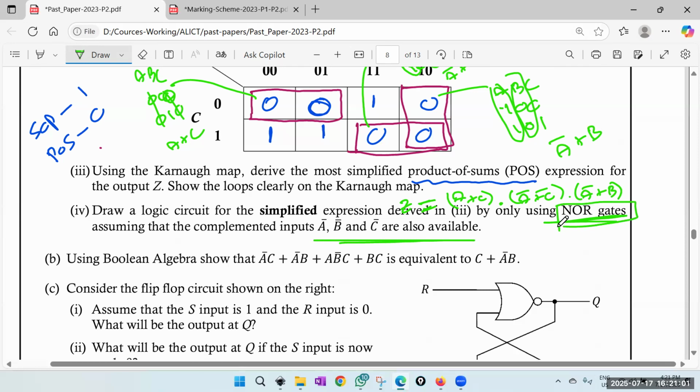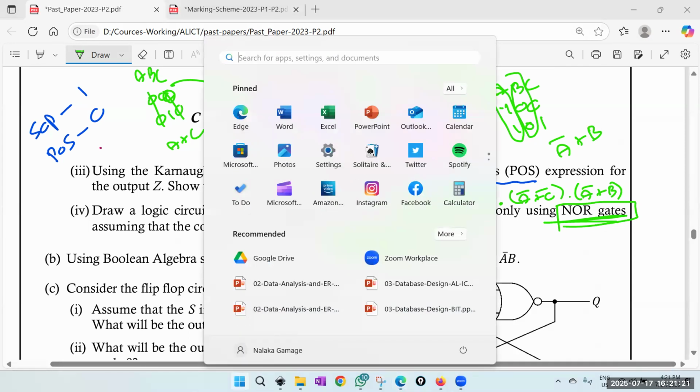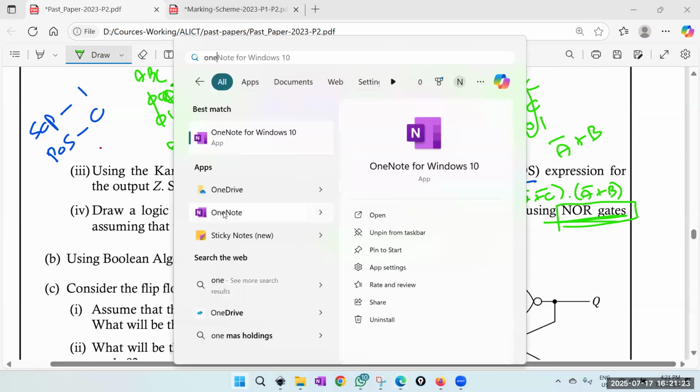So usually they ask us to draw only using NAND gates. You can see the examiner has made this question. Actually, this paper is a difficult paper. This time examiner says use only NOR gates. Usually they say use only NAND gates. So let's take this to a different note because we need to simplify this.